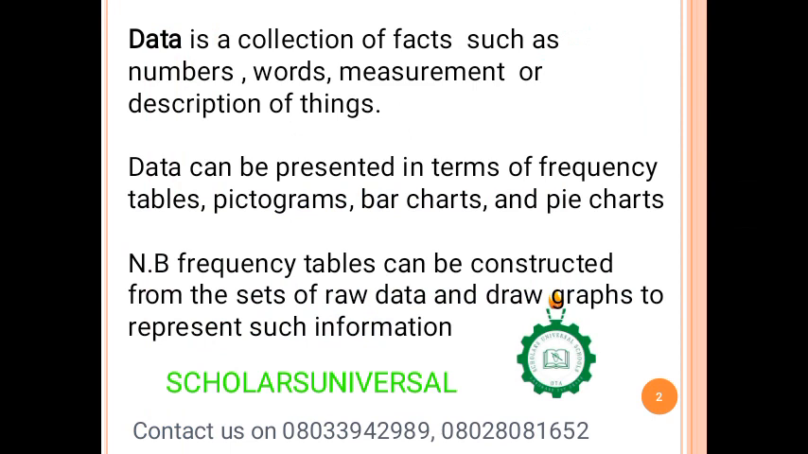So data can be represented in terms of frequency. You can use frequency tables to represent your data. You can use pictograms, bar charts, pie charts, or line graphs. You can use all these to represent your data. A frequency table can be constructed from a set of raw data, and you can draw graphs to represent such information.